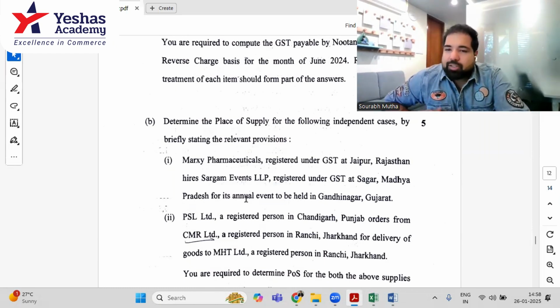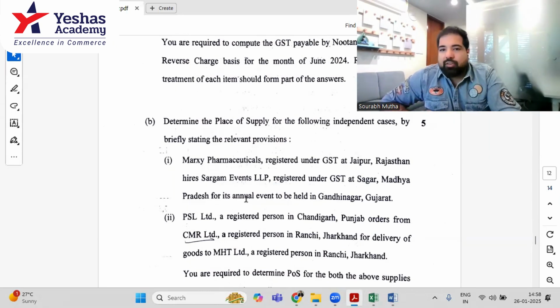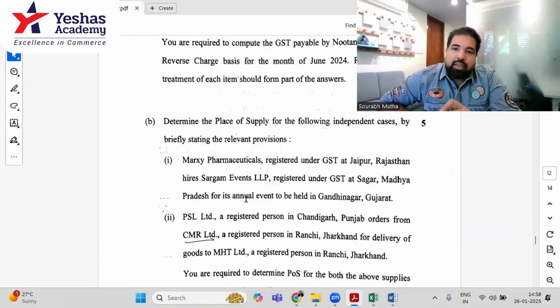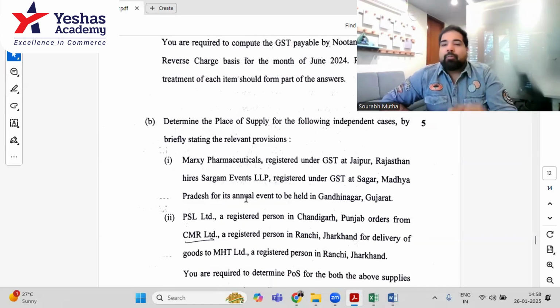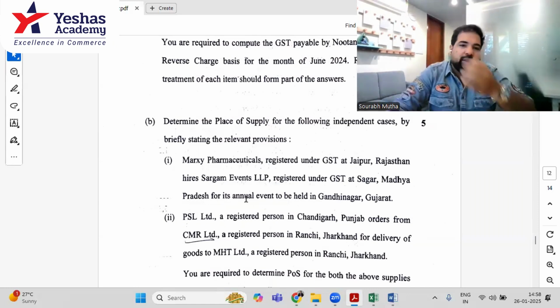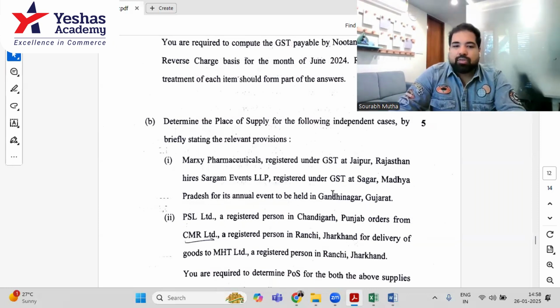First, place of supply. There is a person in Jaipur. He hires some event company in Madhya Pradesh for an annual event to be held in Gujarat, that is Gandhinagar, Gujarat. So this is service. If you remember, section number 10 is for goods, section number 12 is for services. Any event, if you remember the 7 days wedding, section 12.7, wherever the event is held, that is the place of supply. Here the event is held in Gujarat, so that is the place of supply.